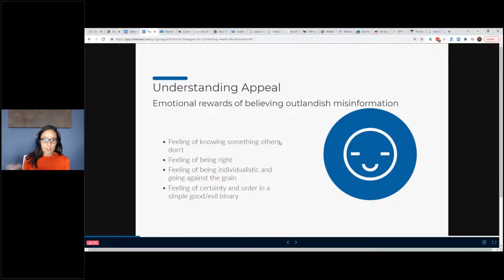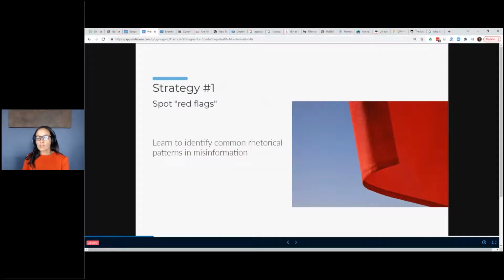Again, another reason we like to default to binaries is because it's just simple. It takes less time. So let's talk about some strategies for identifying and teaching against health information. So learning what I mean by spotting red flags. Red flags are rhetorical devices, rhetorical patterns. Often misinformation is constructed in a certain way in order to trigger logical fallacies or to hijack logical thinking. So what do these rhetorical patterns in misinformation look like?